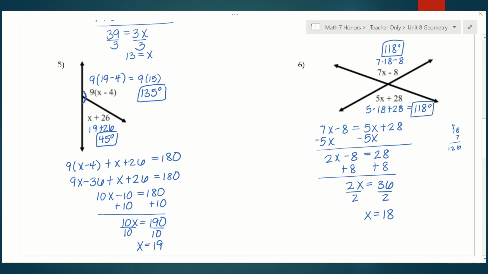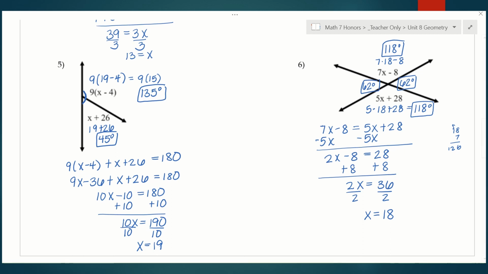Okay, so to find the other two, remember the angles that are next to each other are considered supplementary in this type of picture. So I'm going to do 180 minus 118, which is 62 degrees. And if that one's 62, so is that one because they're vertical.